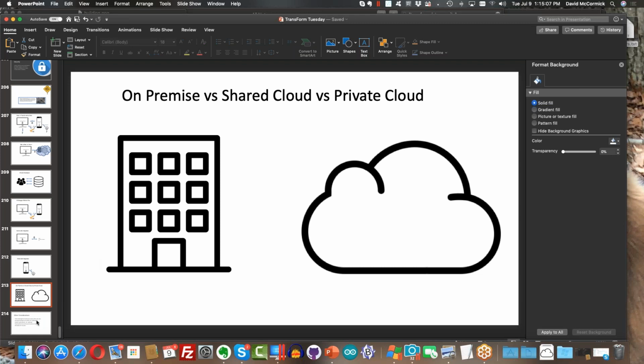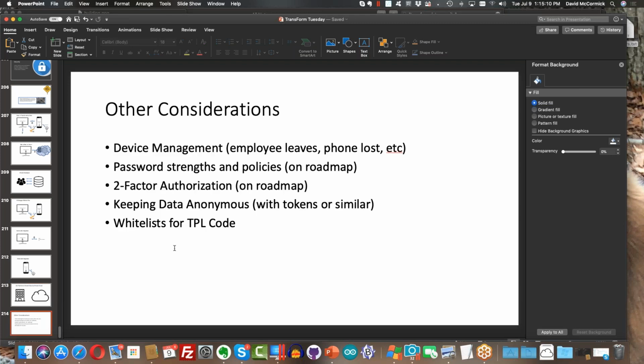All right, just to wrap up, there are a few other security considerations that I would like to talk about. The first has to do with device management. For example, if an employee leaves your company and they had used their cell phone with your application, you can, of course, deauthorize them at any point right in TransForm Central so that they're no longer able to log in or get the data off of their phone. So that's an easy solution for that. That works whether the phone is lost or whether the employee leaves.